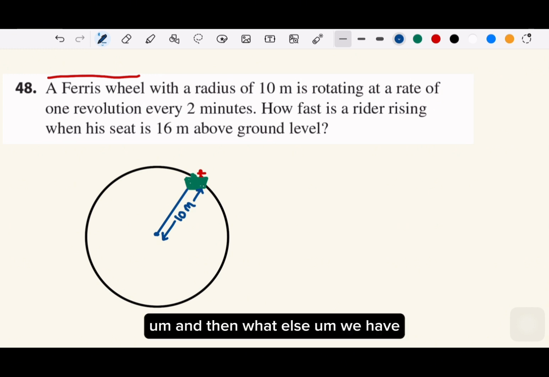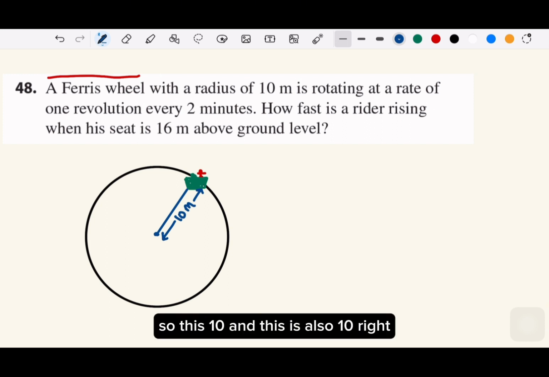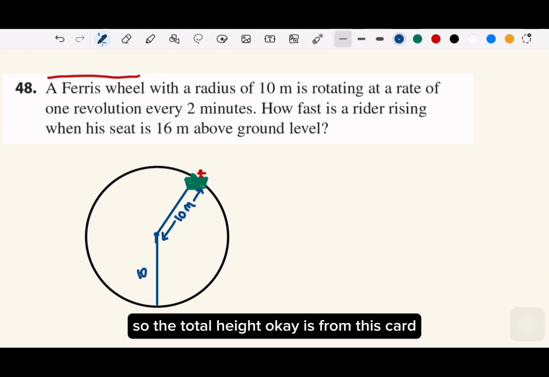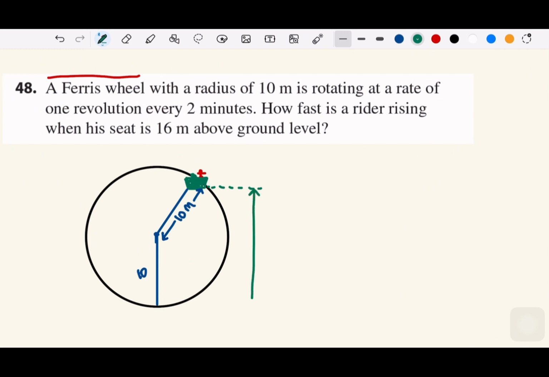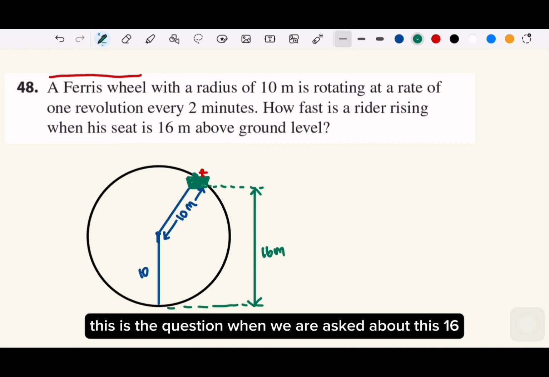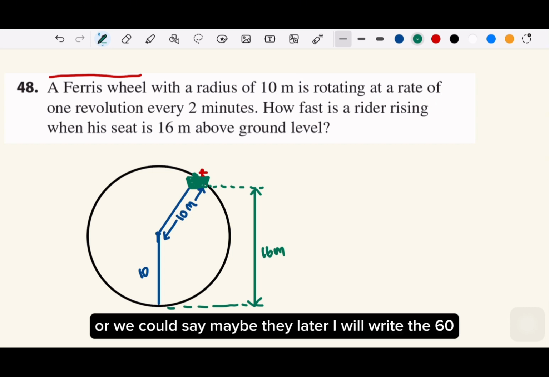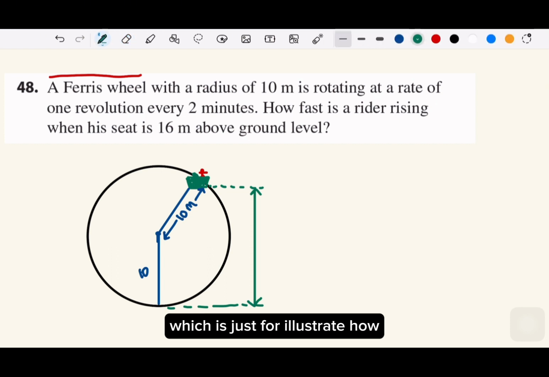And then what else? We have height, right? So this is 10, and this is also 10, same radius. So the total height, from this cart, will be 16 meters above the ground level. This is the question when we are asked about this, right? 16. Maybe later I will write the 16, but this is just to illustrate how our diagram looks.